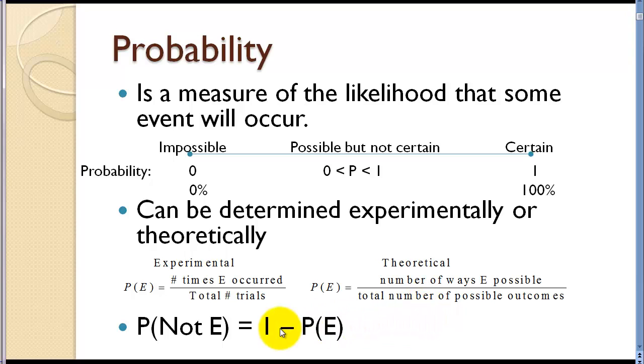Another important thing is that if we know the probability of some event happening, the probability of not that event happening would be 1 minus the probability, because something either happens or doesn't happen, and the total probability has to be 1.